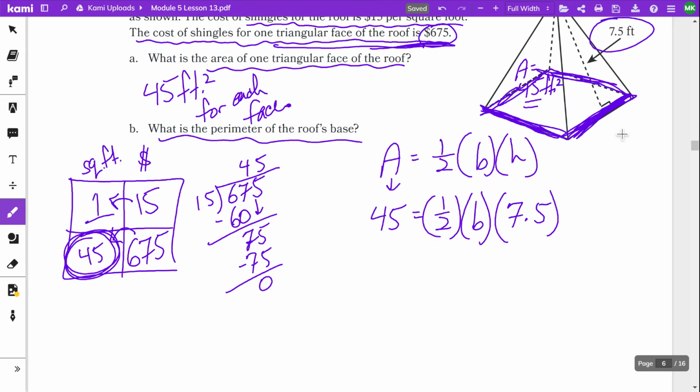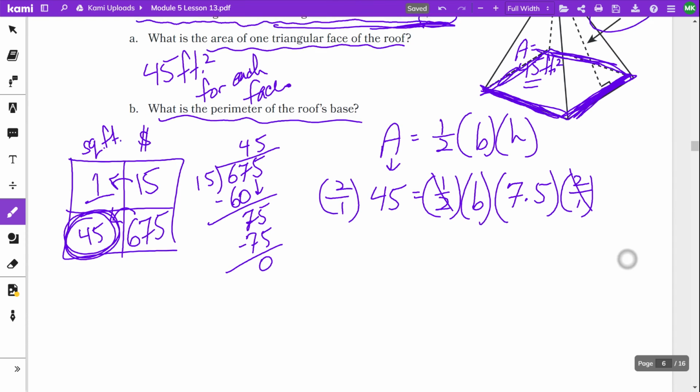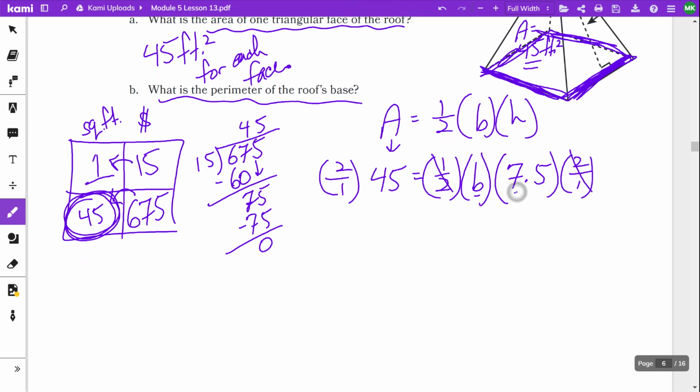They gave me a height of 7.5. Okay, so now what I can do is have some fun here. Algebraically, I can multiply this by 2/1. Here's why I want to do that. If I take 2 and multiply it by 1/2, they essentially eliminate themselves. So 1/2 times 2 is 1, and 1 times 7.5b doesn't change anything, but it does change things over here. I need 2 times 45, which is 90. So this guy doubles, and I got rid of that 1/2, which was nice.